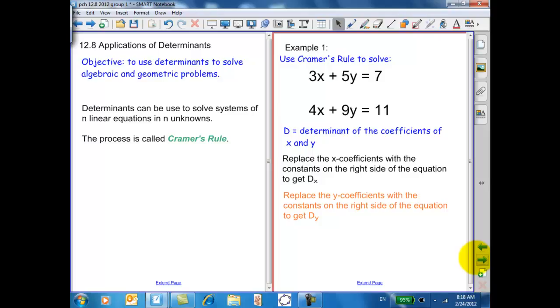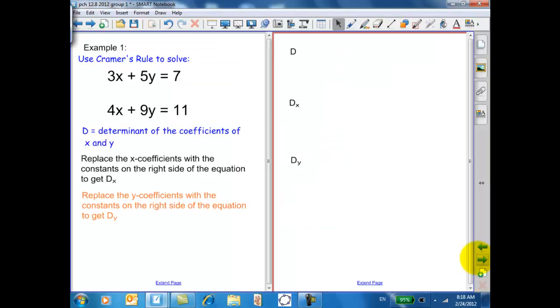Here's Cramer's rule. It's used to solve systems of linear equations, that is, where all the powers of the variables are 1, and they're separated by terms. 3x plus 5y equals 7, 4x plus 9y equals 11. And here's the formal definition of these things, D sub x and D sub y. I think it's easier just to watch what I do on this to see what I mean by D.